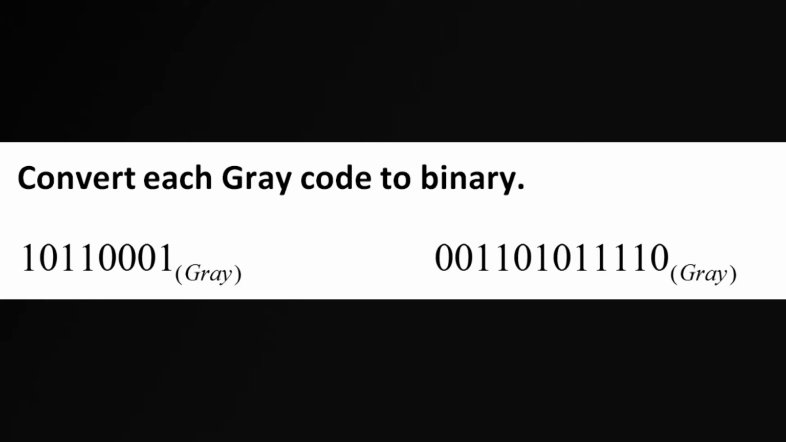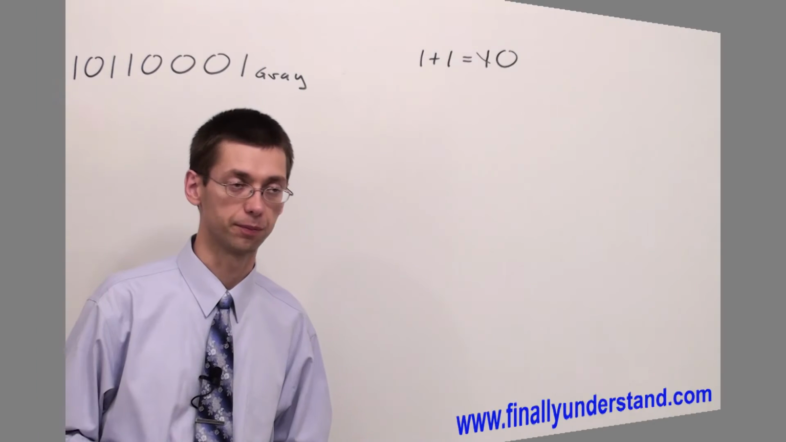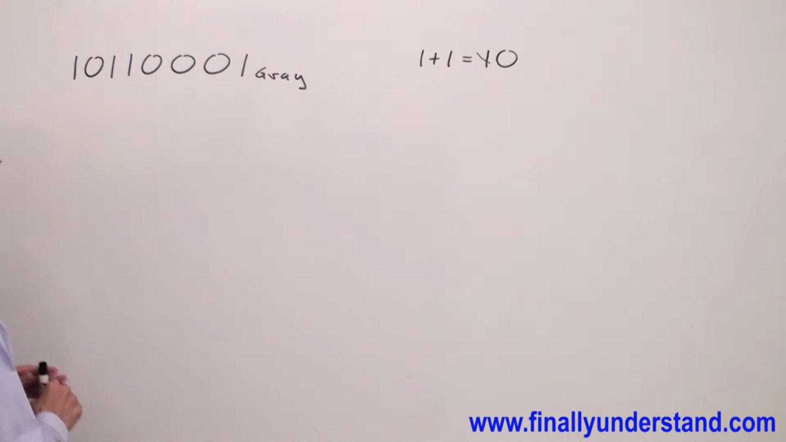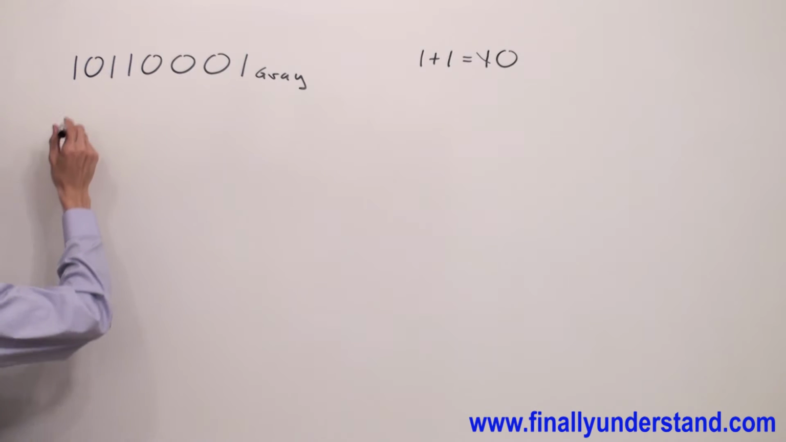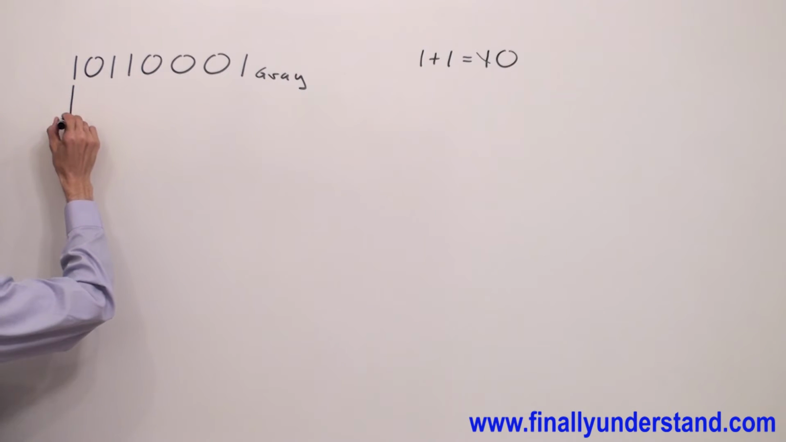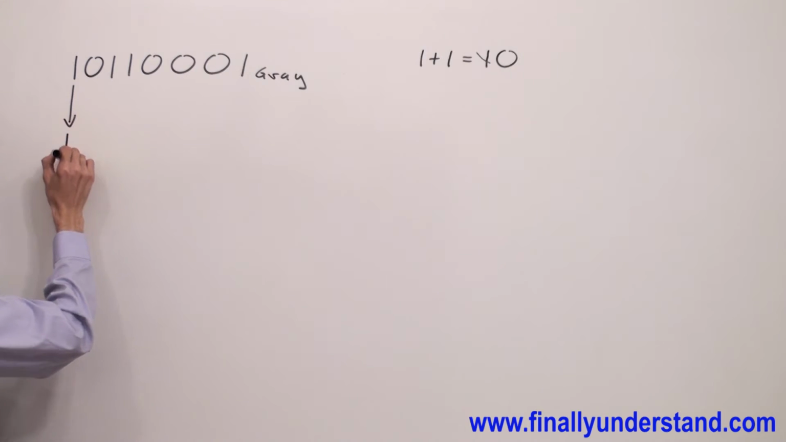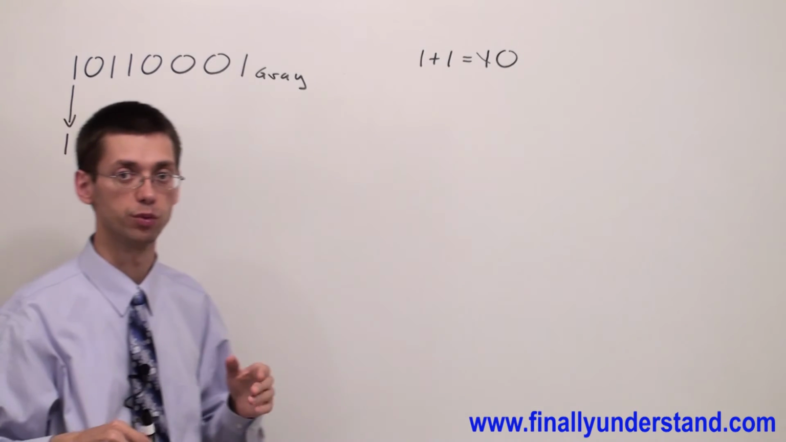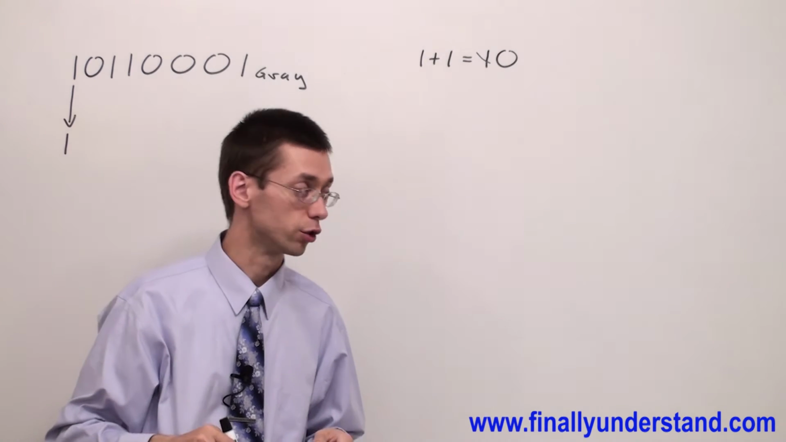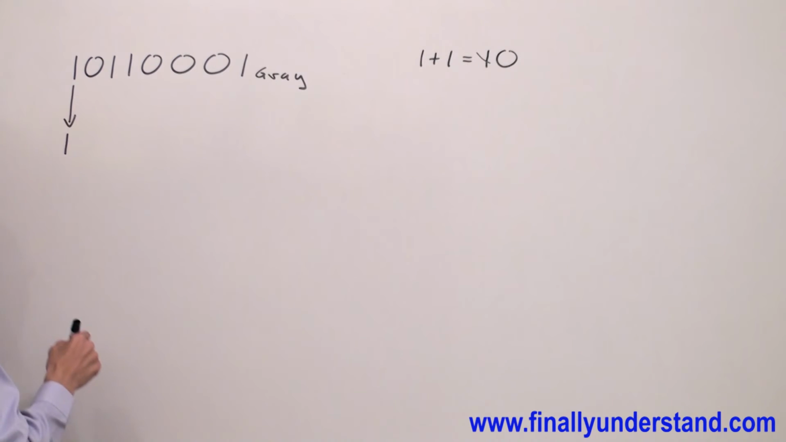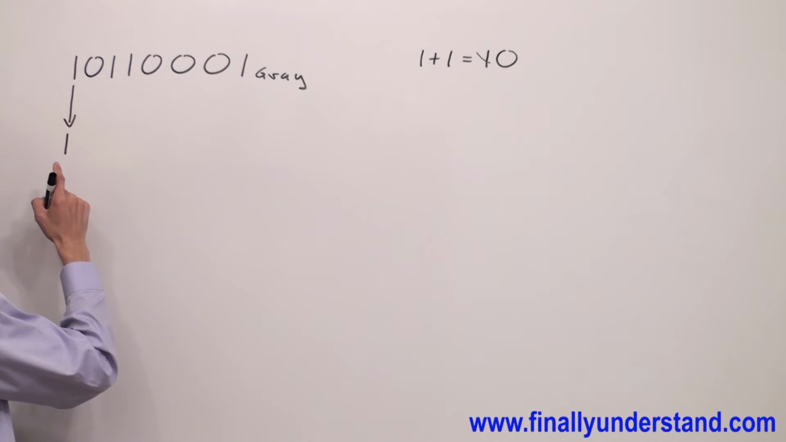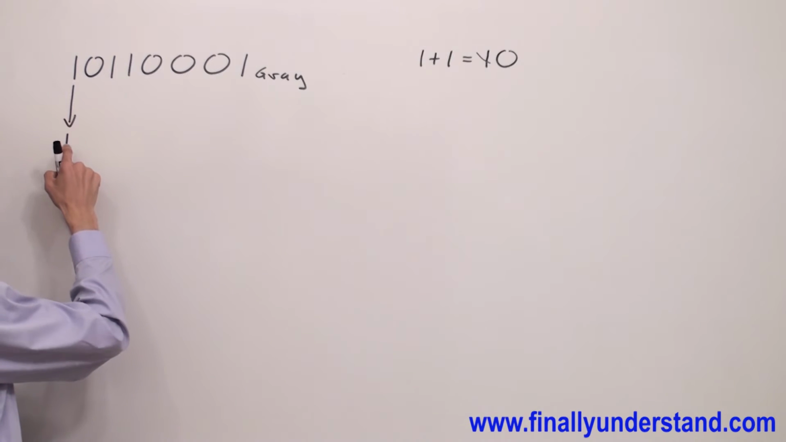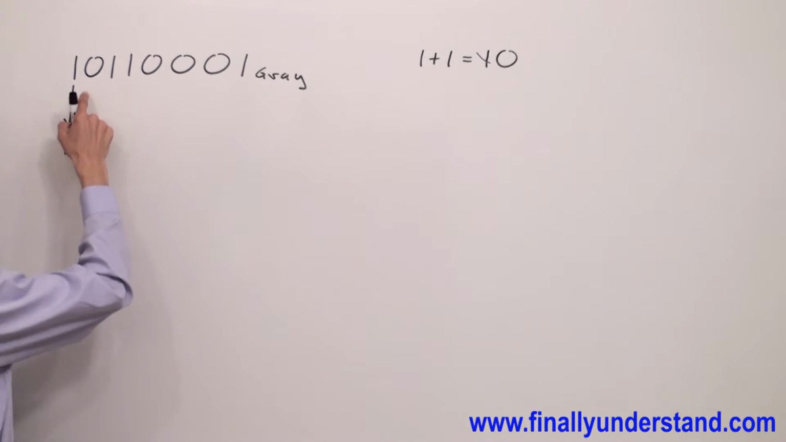Now we are going to learn how to convert the gray code to binary. First, like with conversion from binary to gray, you're supposed to copy down the first bit. And again, no matter if this is going to be 0 or 1, you're supposed to copy the first bit down. Next, you're supposed to perform addition again, but this time you're supposed to add this bit to this one.